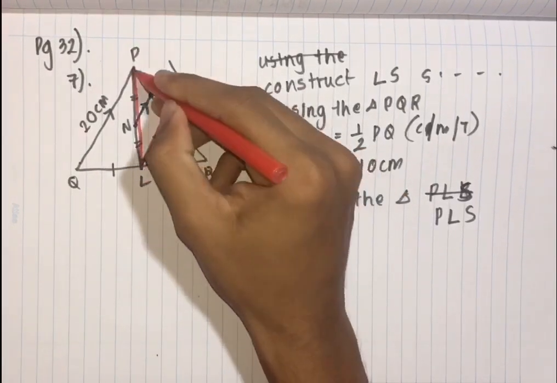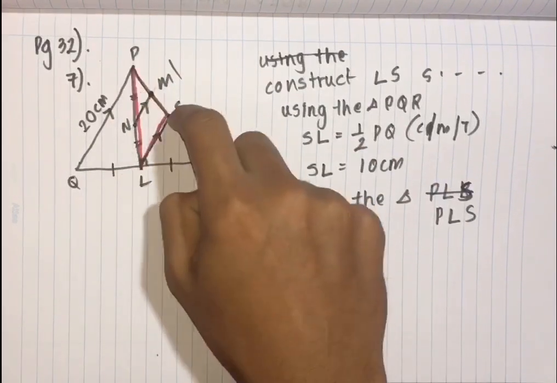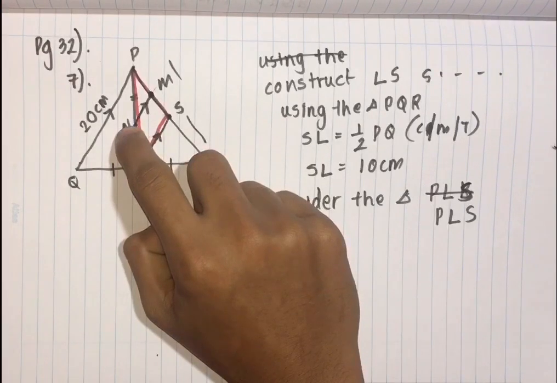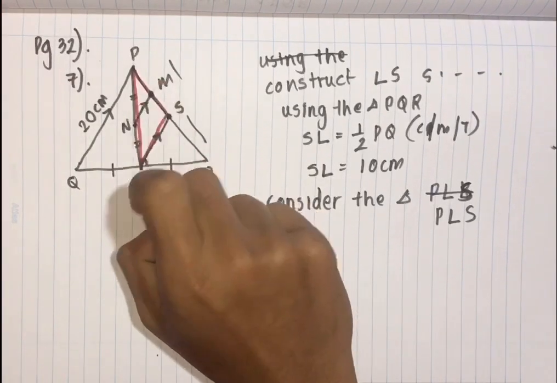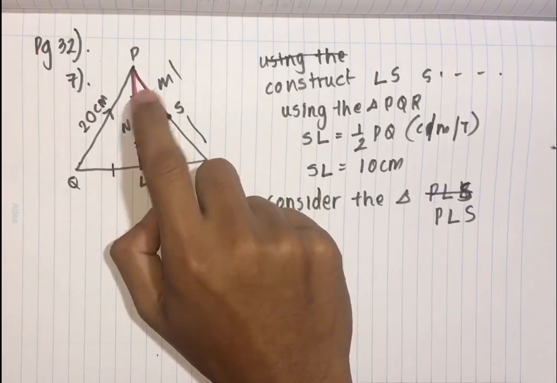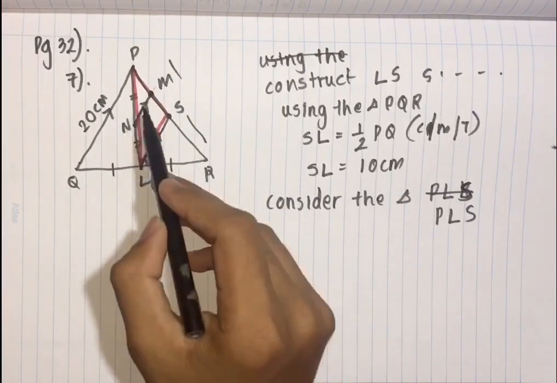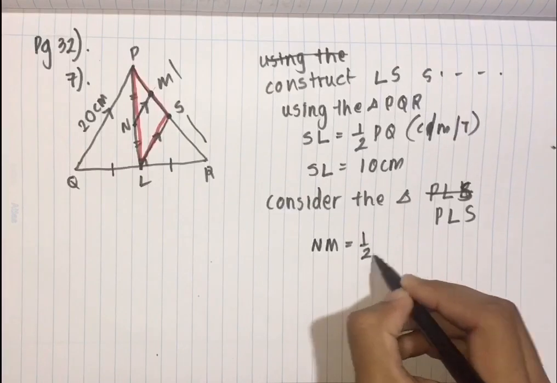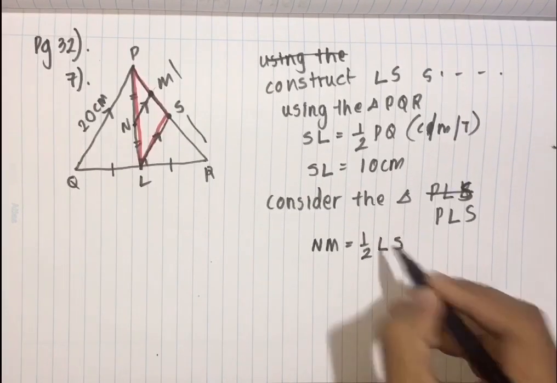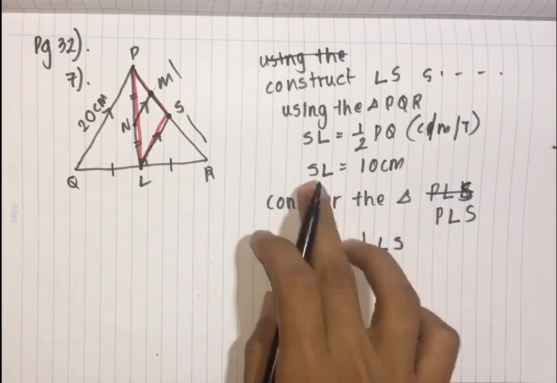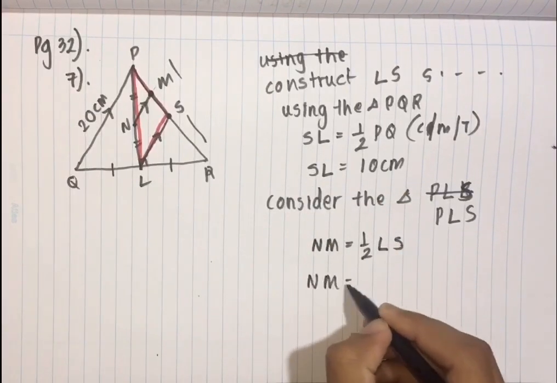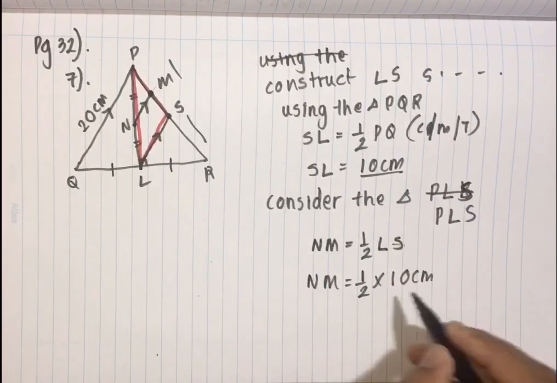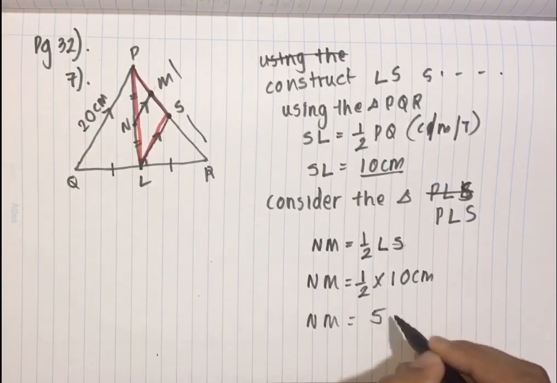This is the triangle. If you draw a parallel line from one midpoint to the other side, parallel to the third side, it meets the other side at the midpoint, and also it is equal to half the length of the third side. Therefore NM is equal to half the length of SL. Since SL is 10 centimeters, NM is equal to 5 centimeters.